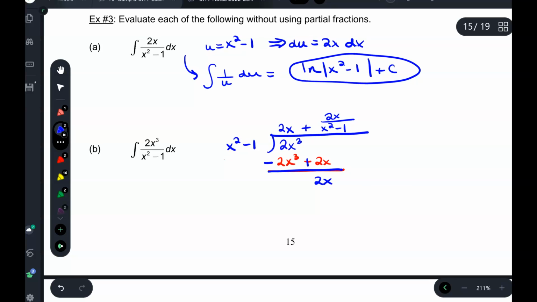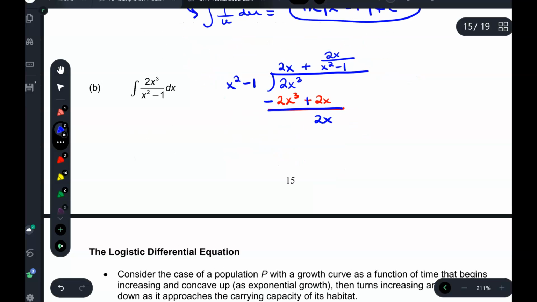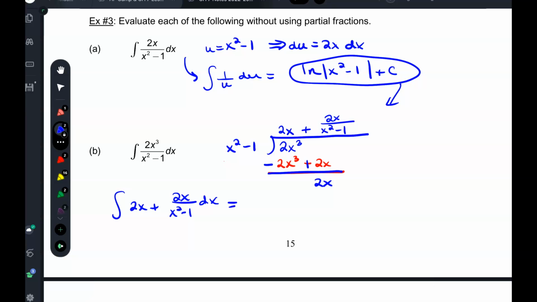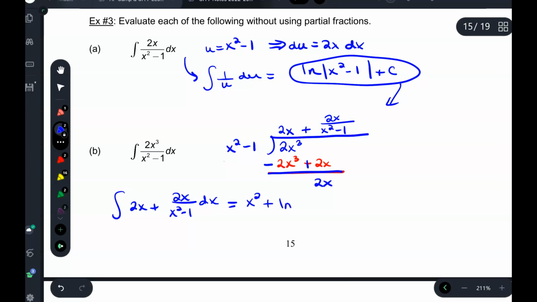Okay. Now, I conveniently gave you the 2x over x squared minus 1 on purpose. It matches the one above it. Otherwise, you'd have to go through u substitution here. But I intentionally gave you that. So now we want to integrate 2x plus 2x over x squared minus 1. And that equals x squared, and then plus what we got for that last one, so we don't have to go through that mess again.